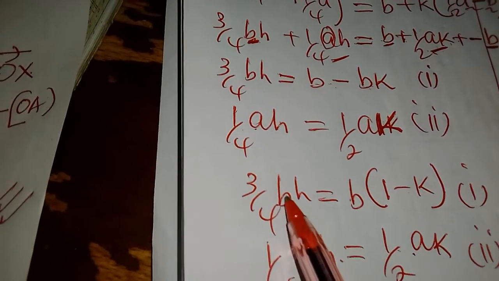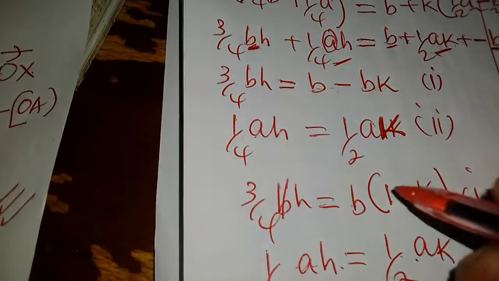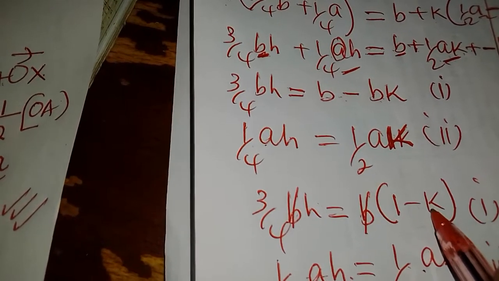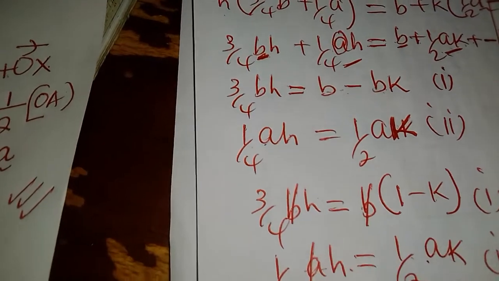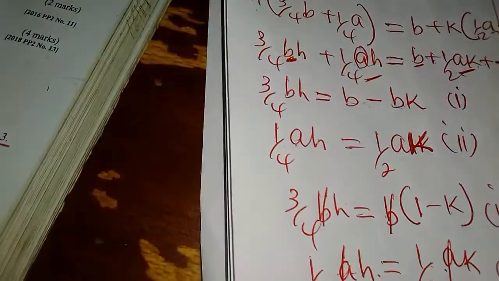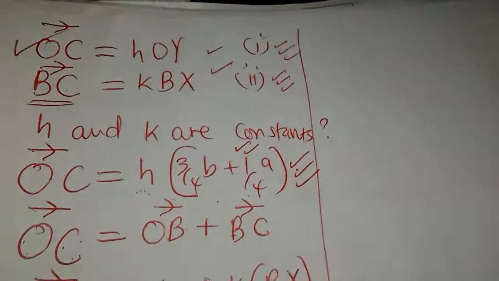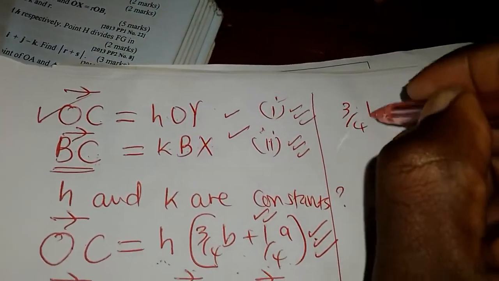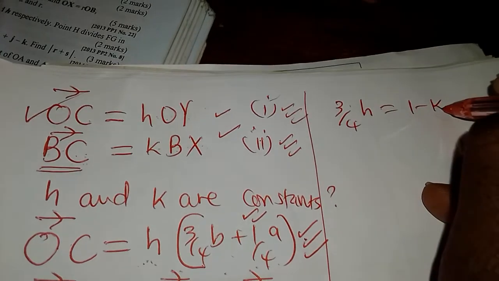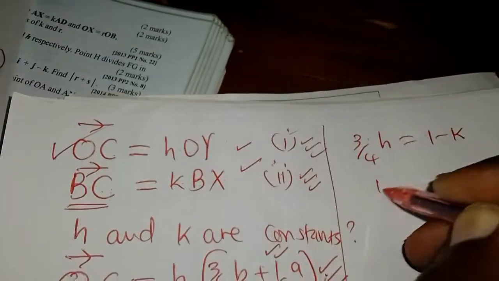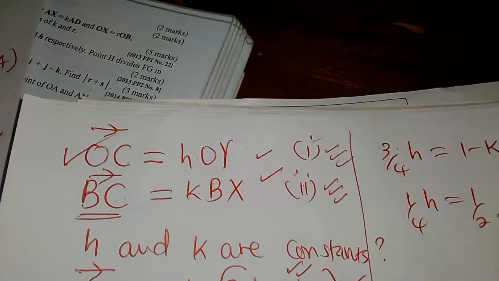Now I have the right to cancel b and cancel b, because I have to remain with h and k, the constants I'm supposed to get their values. Then I have to cancel a, and again also cancel a. Great. So what am I going to remain with? I'm going to end up remaining with 3 over 4h is equals to 1 minus k. Then the other one is a quarter h is equals to a half k.